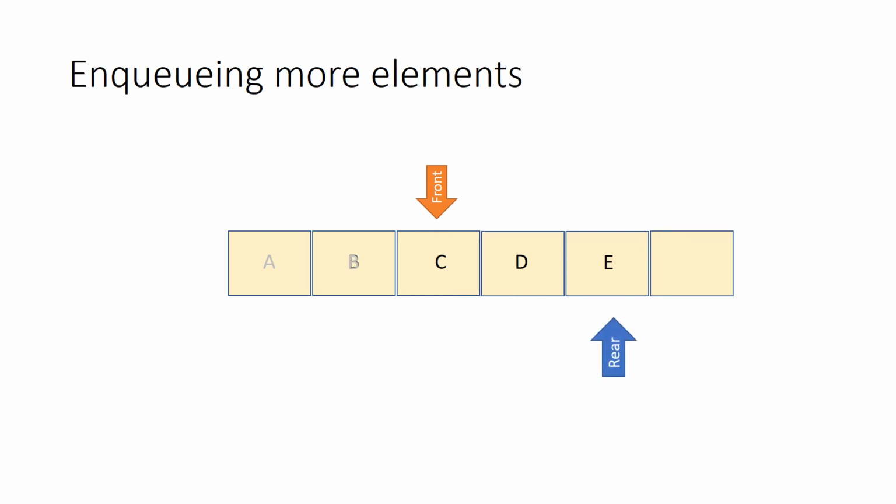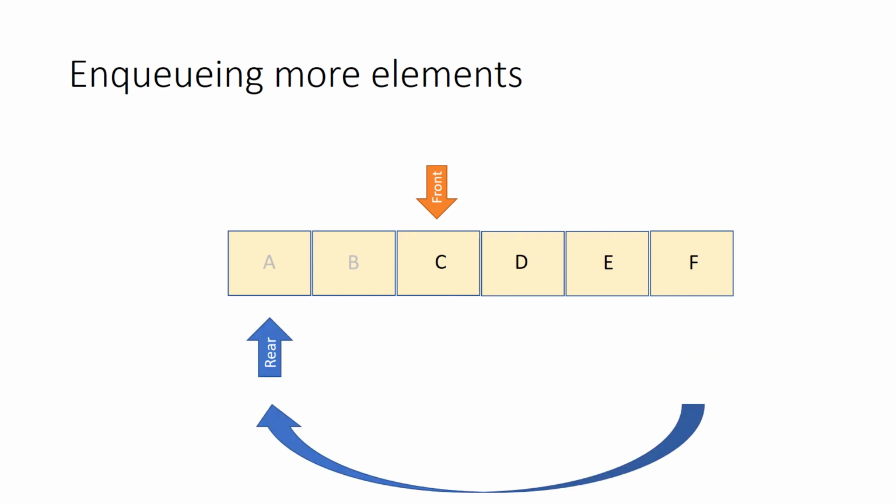When we enqueue more elements and reach the last index of the array, the next index is wrapped around to the beginning of the array, provided that the queue size is not the maximum.